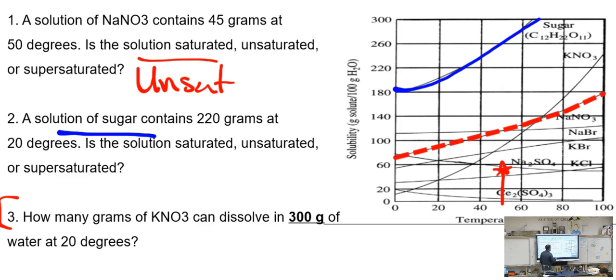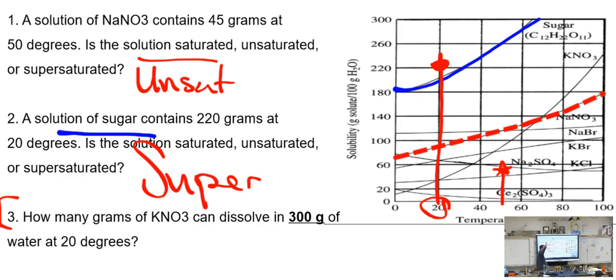220 at 20. So there's my grid point. I go to 20. I go up to 220. Sorry, it's right here. How is that in reference to the blue line? It's above it, so it's super. Who had that one right? Raise your hands.